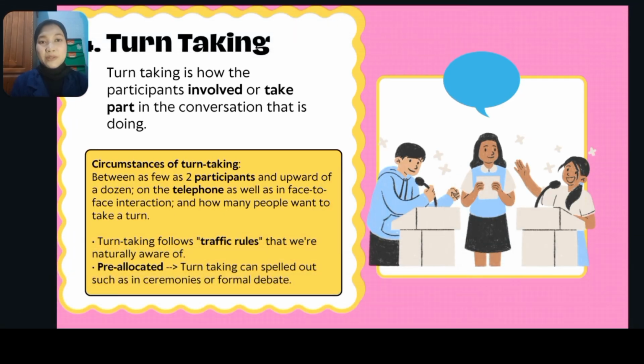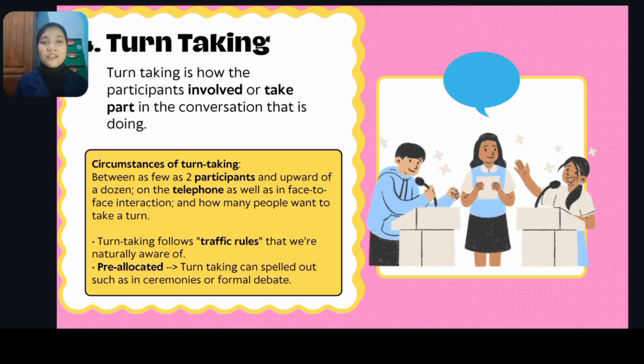So the fourth principle is turn taking. Turn taking is how the participants take part in the conversation. So there are circumstances of turn taking. You can find turn taking between as few as 2 participants and upward of a dozen, on the telephone as well as in face-to-face interaction, and how many people want to take a turn. So turn taking follows traffic rules that we're naturally aware of.